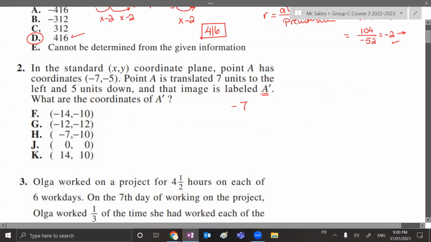لو أنا عندي point اللي هي كانت negative 7 و negative 5, و I started moving it زي ما هم قالوا 7 units left, so we need to move 7 left and 5 units down. So when we're moving left and right, this is a movement along the x-axis. So this movement بتاعت left أو right, this only affects the x coordinate. While the movement بتاعت up or down, this one only affects the y coordinate instead.